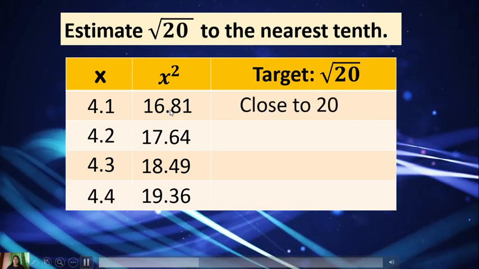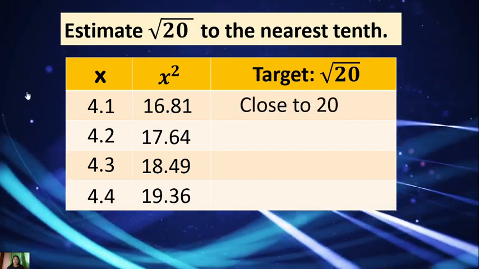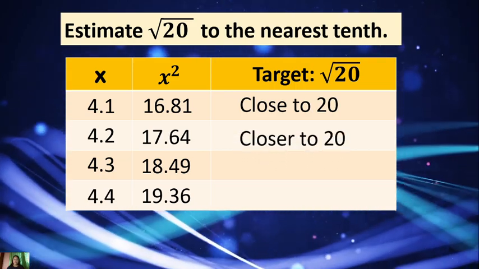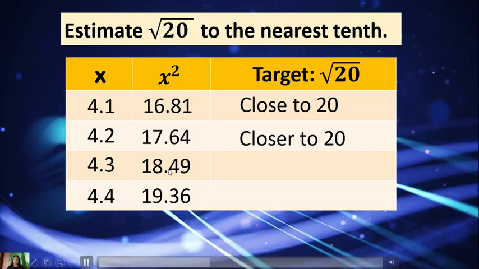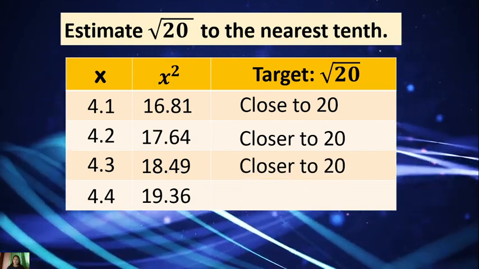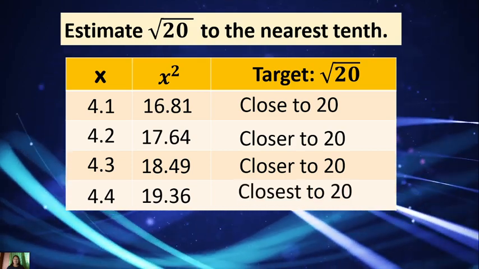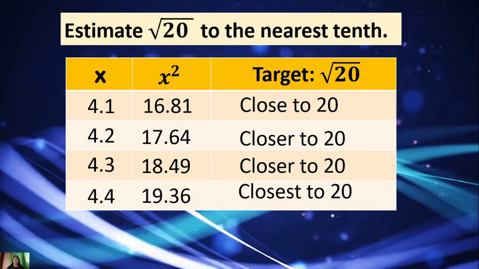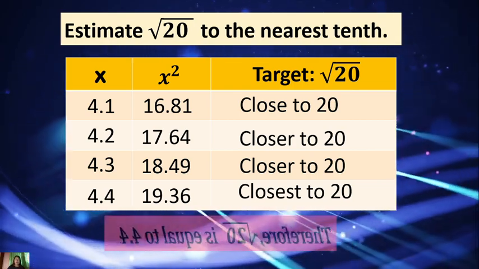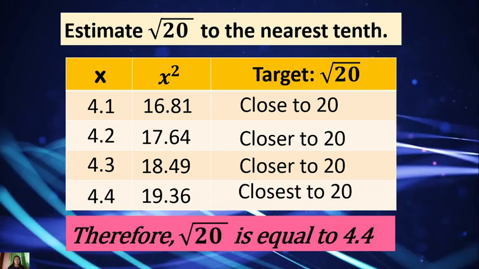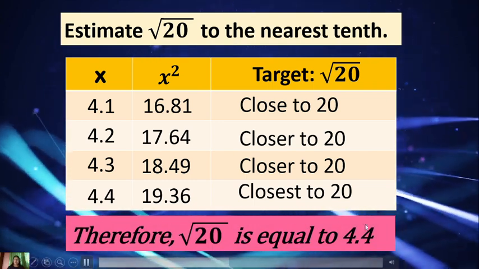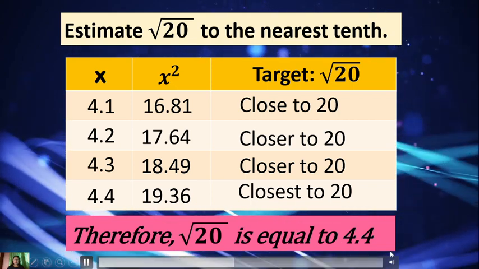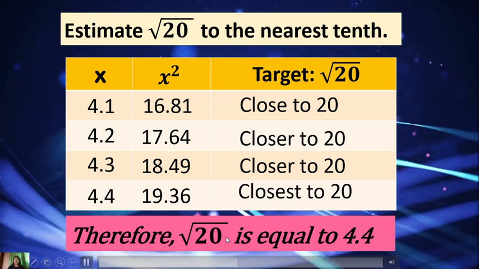16.81 is close to 20, right? Next, we have 17.64 is closer to 20. Same true to 18.49. Closer pa rin siya. And then, 19.36 is closest. So this is closest to 20. And that square root of 20 is equal to 4.4. And 4.4 is the estimated what? Estimated principal root of square root of 20 to the nearest 10.